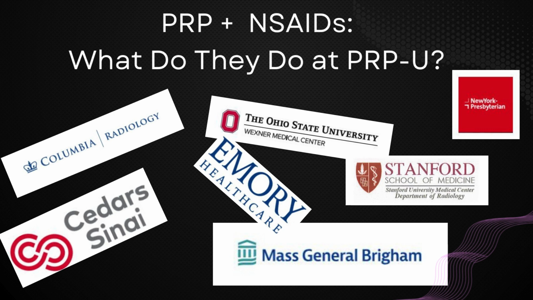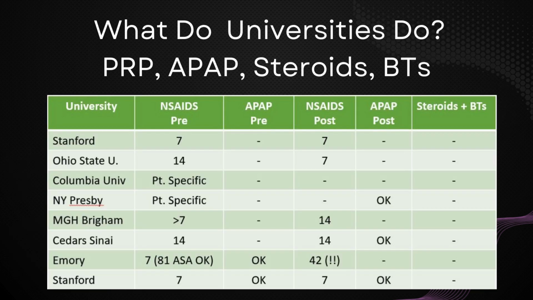This data was pulled from the internet, looking at 7 different universities in no specific order or with any bias. So 50% hold NSAIDs for 7 days prior, 25% hold 2 weeks prior, and 25% provide patient-specific recommendations. Afterwards, 37.5% hold for 7 days, 25% hold for 2 weeks, and one group holds NSAIDs for 6 weeks. 25 and 37.5% say Tylenol is okay before and after PRP, respectively.